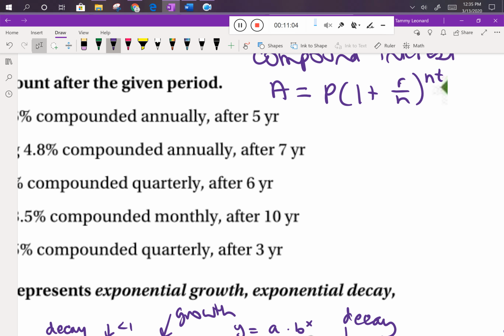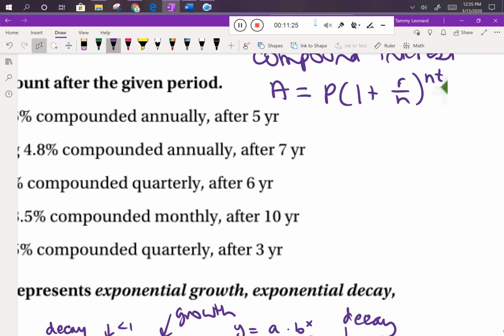Okay? So that's what the N is. If it's compounded daily, this is always how many times per year. N always stands for how many times per year. So if it's compounded daily, N would be 365. If it's compounded monthly, N would be 12. Everybody okay? Yeah? And then T is the time in years.